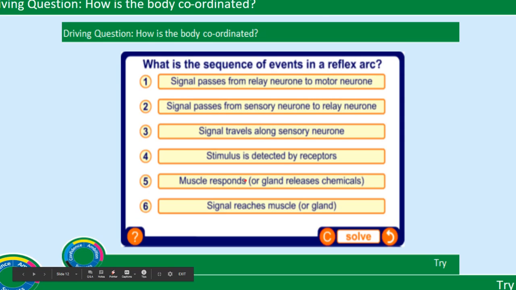Now, I am going to ask you to complete this activity, and the instruction is to write the sequence of events in the reflex arc pathway. I'm going to ask you to write the 6 steps down in the correct order. Okay, what happens first, what happens second? There are 6 steps of the reflex arc pathway. I'm going to ask you to write them down in the correct order in your exercise book or on your sheet of paper. At this point, you can pause the recording.